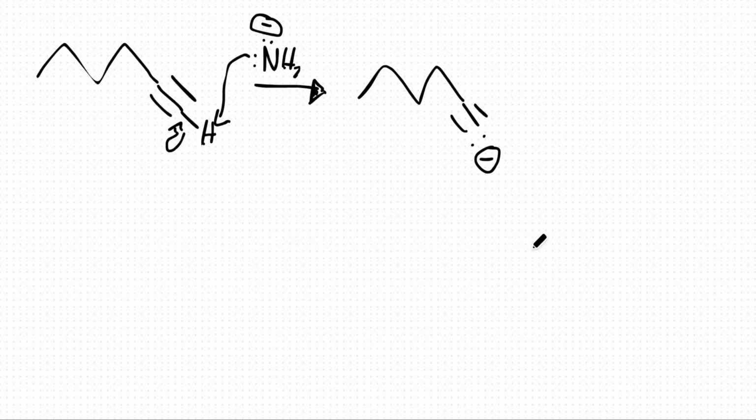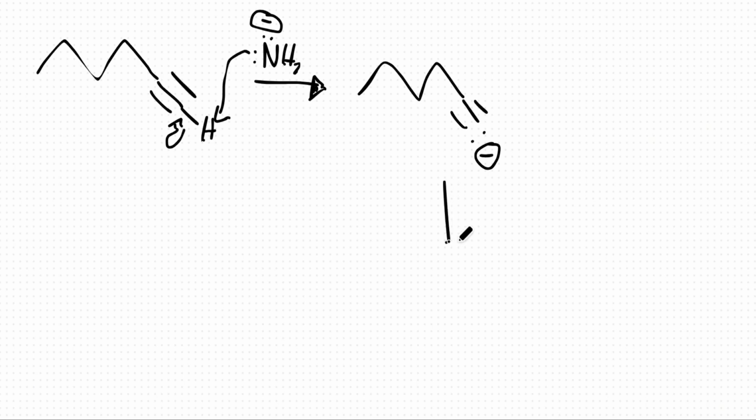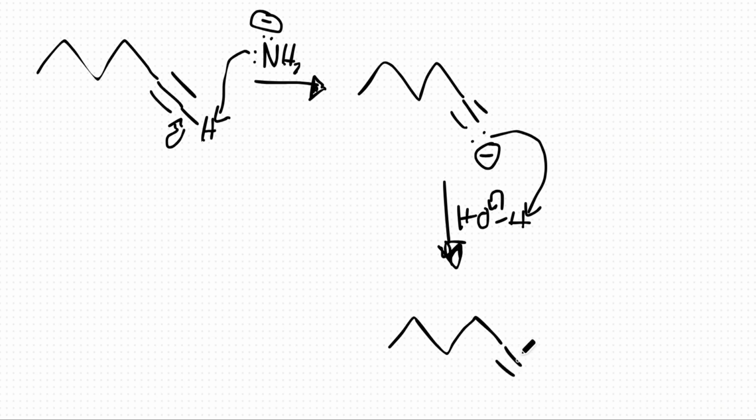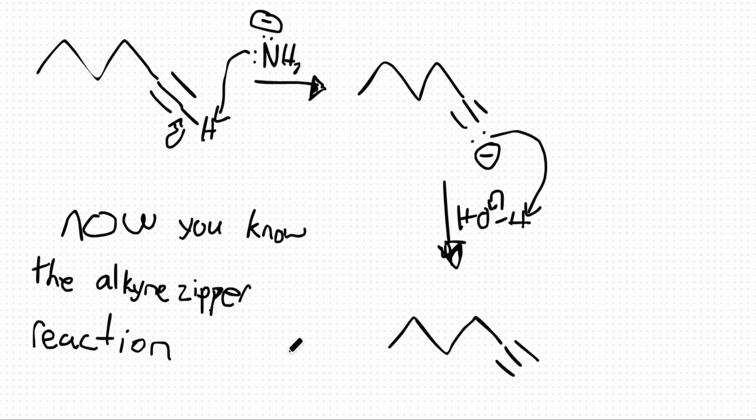To quench this reaction, you just need to add water to the solution. The lone pair steals this proton from the water, and we get our final product. Pretty easy. Now you know the alkyne zipper reaction. Good job.